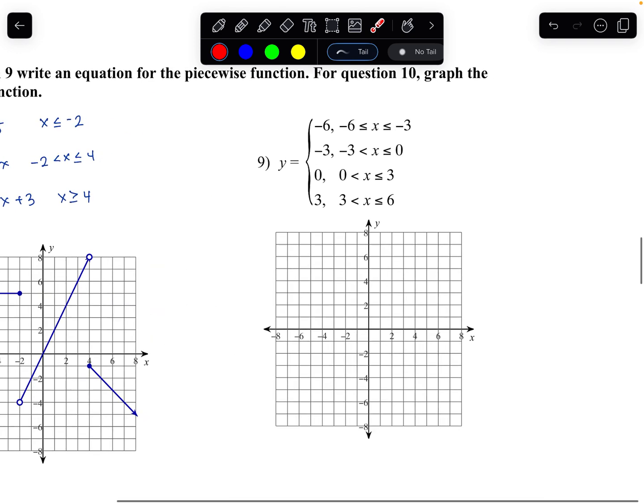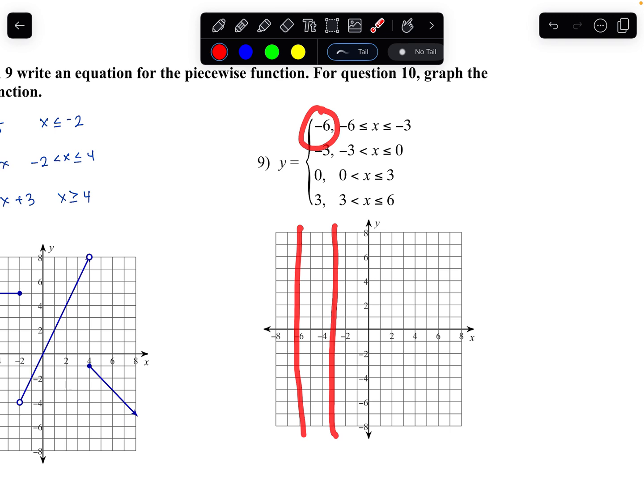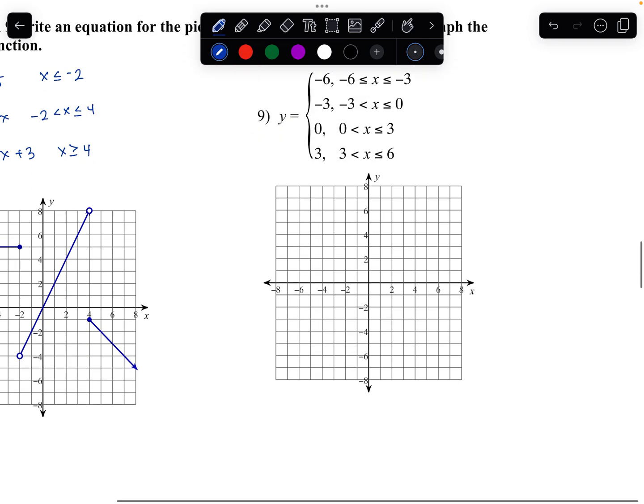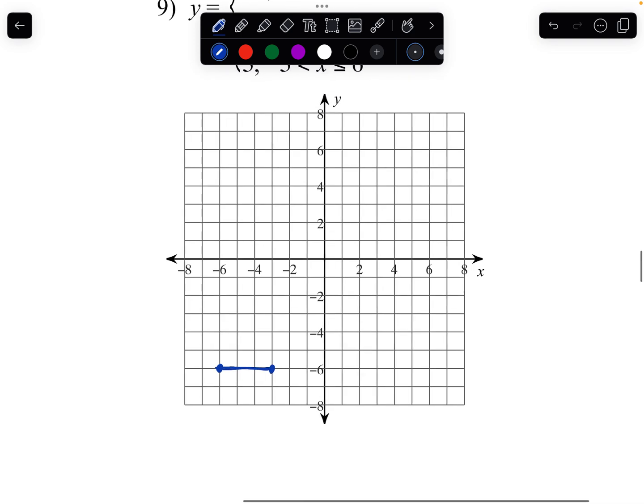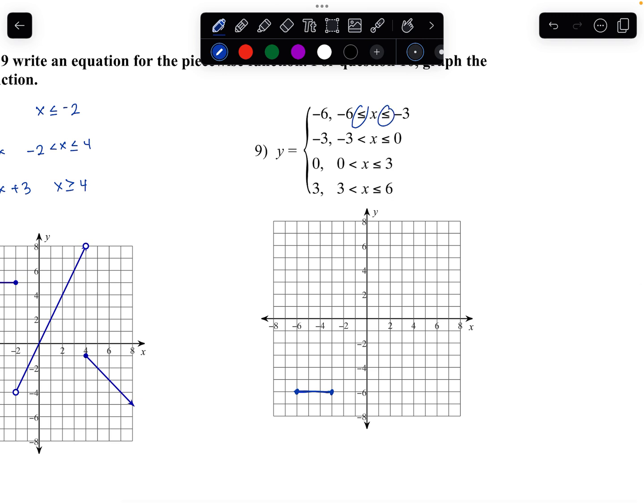For 9, we're going to graph it. Now all of these are just constants. So the first value is -6, and here's the domain. It's from -6 to -3. So from -6 to -3 is where this function is going to be contained, and the value is going to be -6. So we're going to have a line just right there. It's going to be -6 with a closed dot to -3. Closed dot on each side, so we can see that from that.